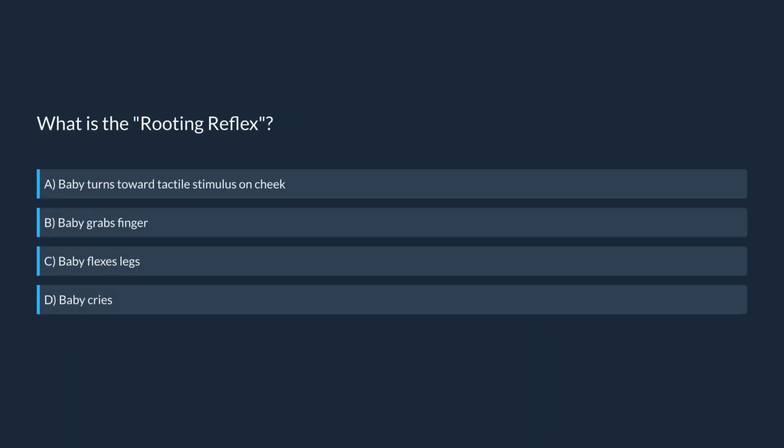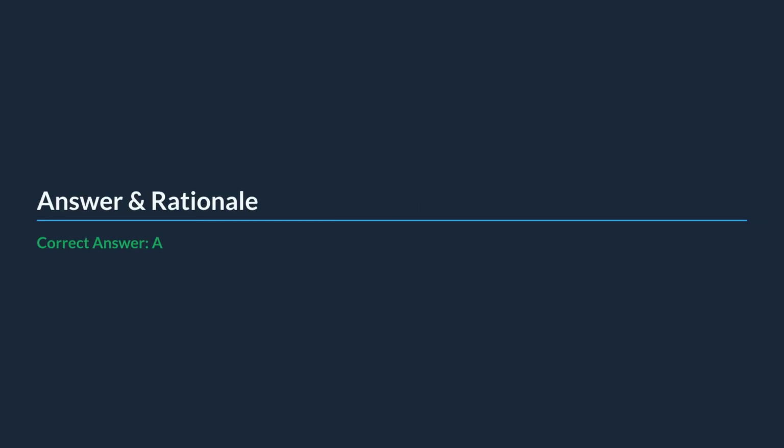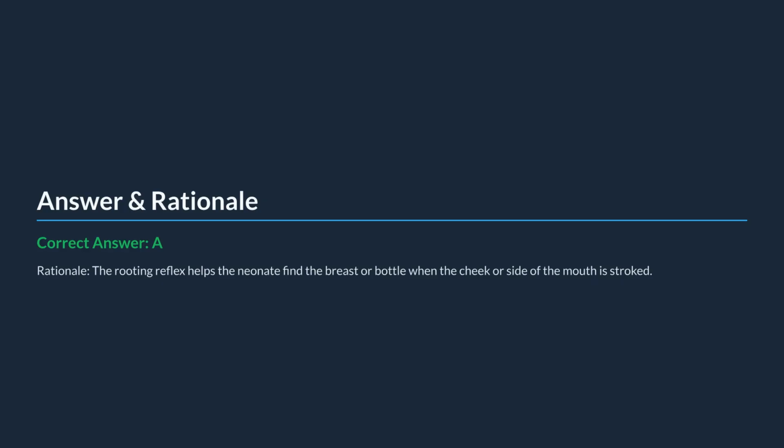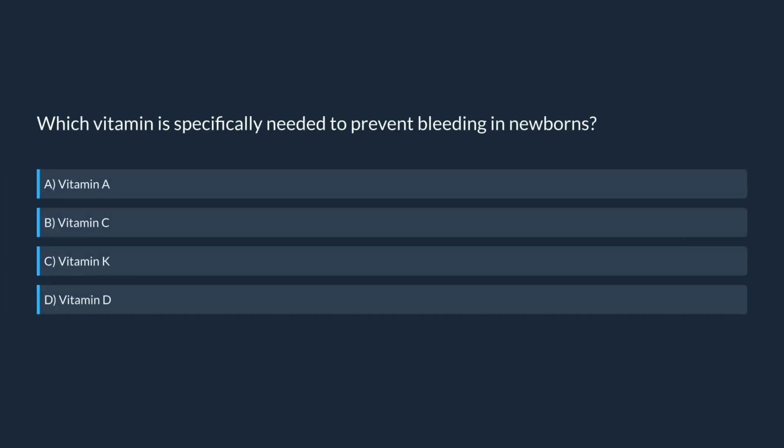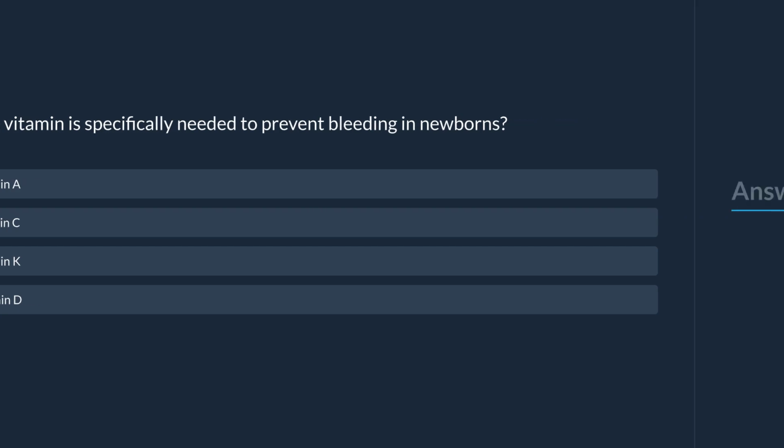What is the rooting reflex? The correct answer is A. The rooting reflex causes the baby to turn toward a tactile stimulus on the cheek, aiding in finding the source of feeding.